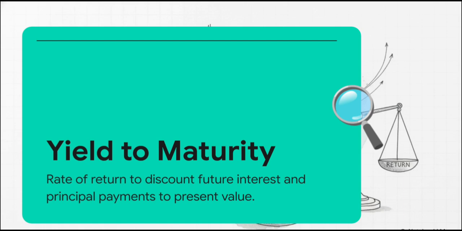Yield to maturity is simply the rate of return used to discount those future cash flows back to today's dollars. Think about it. If a bond's redemption yield strays too far from the current market interest rate for other similar bonds, arbitrage opportunities would pop up instantly. So, yield to maturity acts as a tether, keeping the bond attached to broader economic reality.